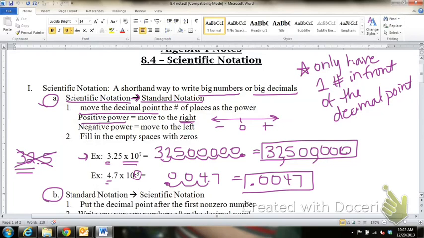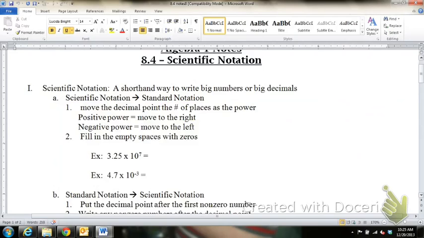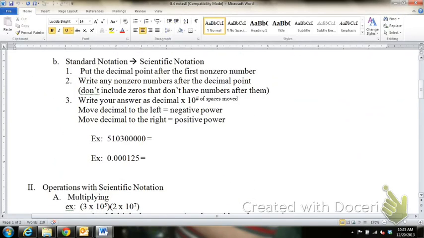Okay, so that's going from scientific to standard. Now we're going to go the other way. We're going to take a big number or a small number and turn it into scientific notation. So pause that and fill that in if you need to before moving on. Okay, so now we've got a really big number and a really small decimal. Again, you want to put the decimal point after the first non-zero number. There can only be one number in front of the decimal. So in this first example, 5 is the first number that's not a 0. So it's got to be 5 point, and then I put everything that comes after it.